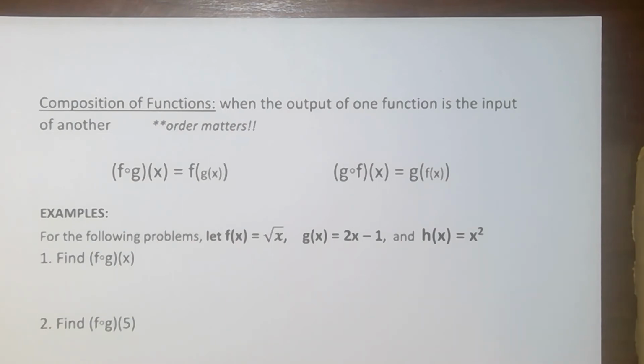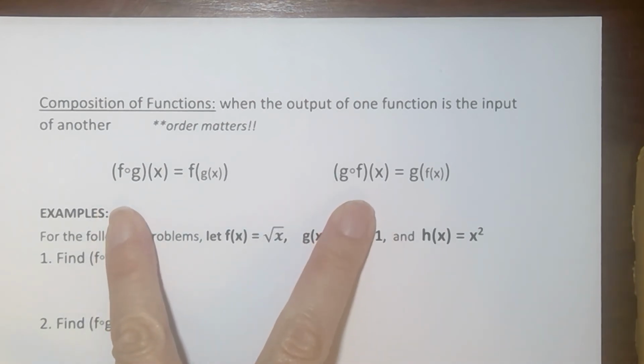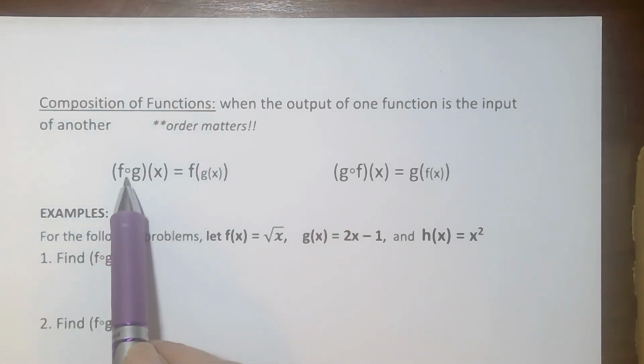With composition of functions, this is what I started talking about at the beginning of the video. When you take the output of one function and plug it in as the input of another function. Order matters with composition. If you get them out of order, you're going to get the wrong result. You can see that I have two different orders for my stated compositions. That little circle is my composition symbol.